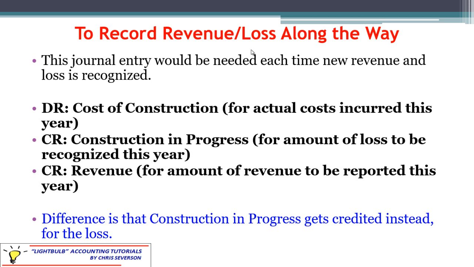Now, this is assuming that the project is going to be profitable, but just this one year we had to record a loss to offset an earlier invalid estimate.